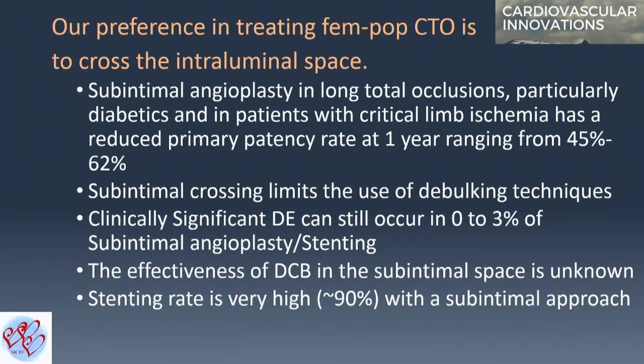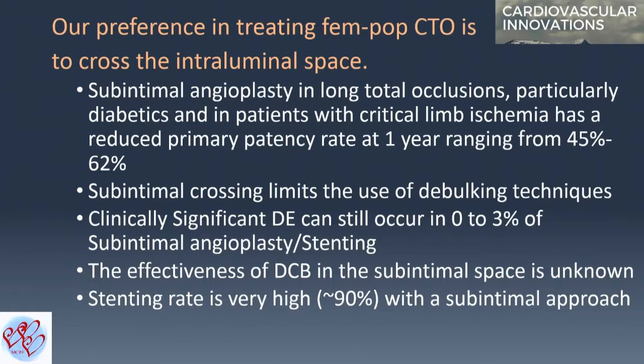And for many reasons. Subintimal angioplasty in long total occlusions, I know we've seen some data that maybe the patency is good, but I can tell you in the diabetics and the limb ischemia patients, the patency is not good. It's about 45% to 62% at 1 year. The subintimal crossing will limit the use of your debulking device. I'm a no-stent strategy guy, and I would go for a debulking device, and without an intraluminal approach, this is going to be very difficult.